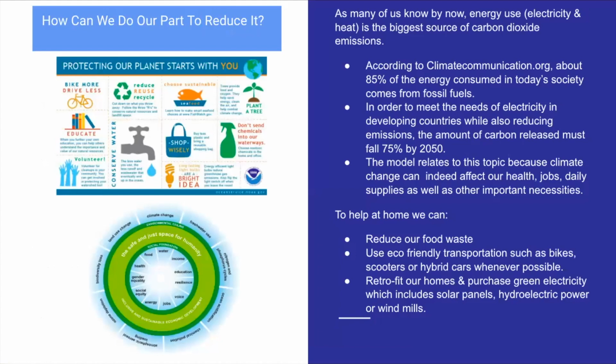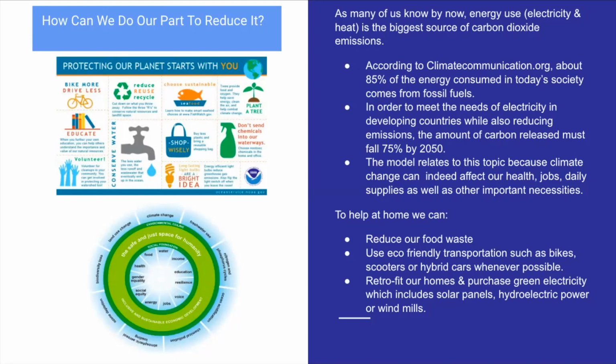So, how can we do our part to reduce it? As mentioned in the slide, a lot of the energy used by societies today still comes from fossil fuels, and getting to the point where there's a good balance between being able to provide electricity for everyone while also reducing emissions may take a while. Even though there are alternatives to create power, such as using solar panels, hydroelectric power, or wind turbines, not everyone can afford them, and not everyone wants to make that change just yet.